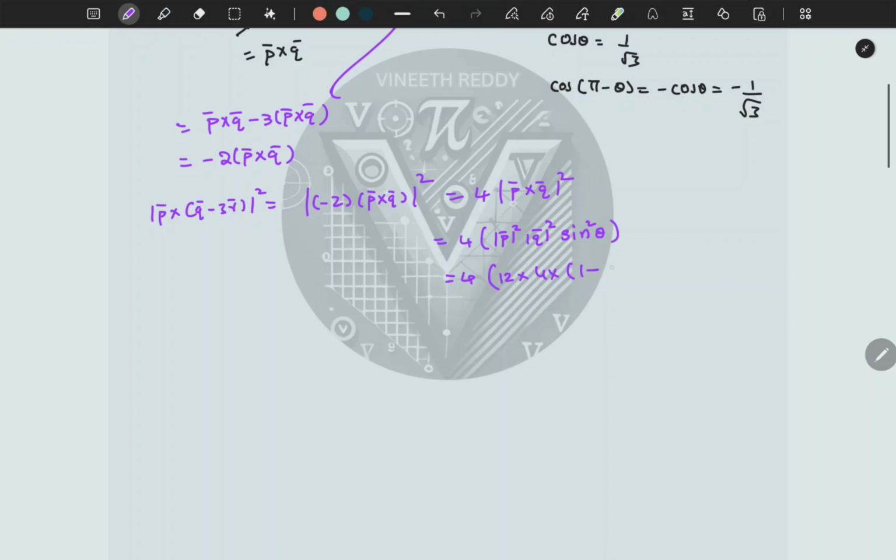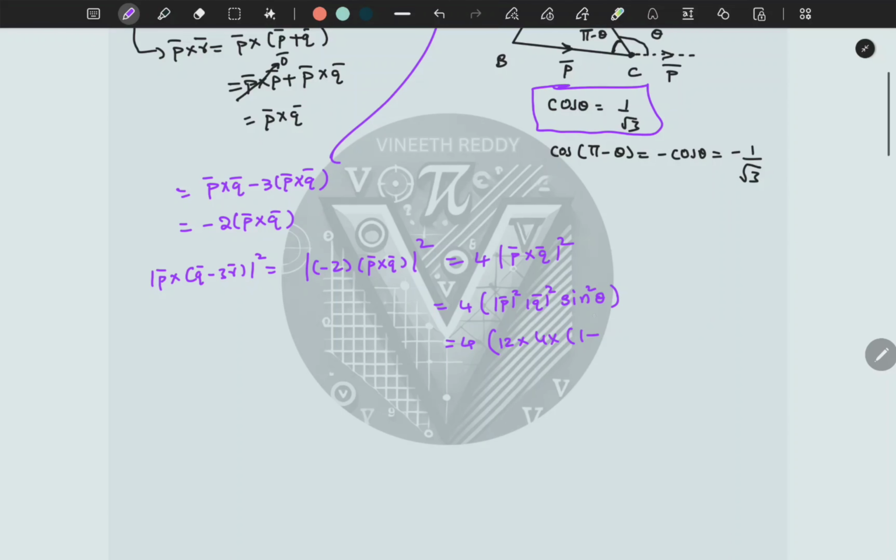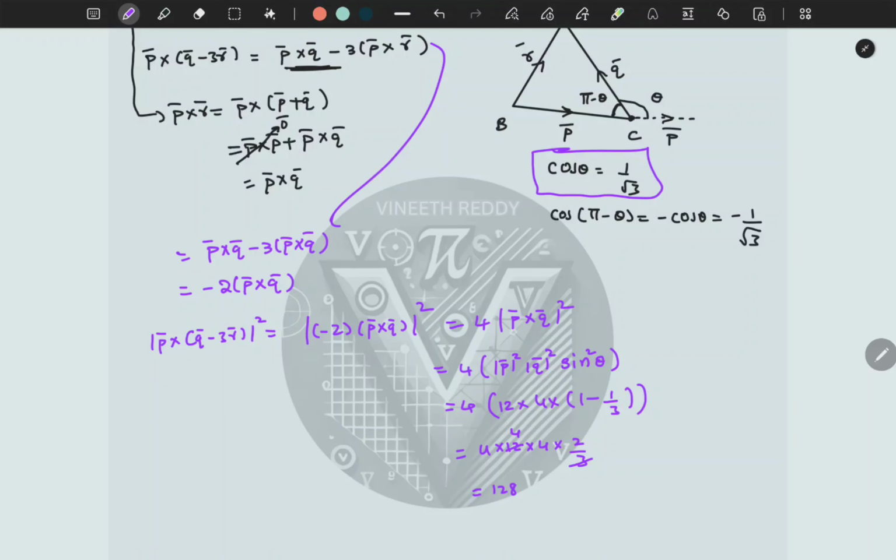Sine square theta is 1 minus cos square theta. And what is cos? Acha, this is cos theta, right? Cos square theta will be 1 by 3. So ultimately we get 4 into 12 into 4 into 2 divided by 3. So I get 4 into 4 is 16. 16 into 4 is 64 into 2 is 128.